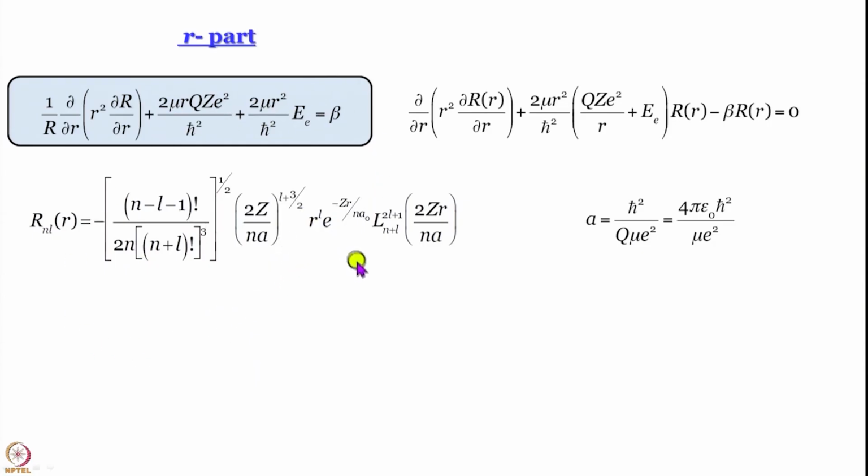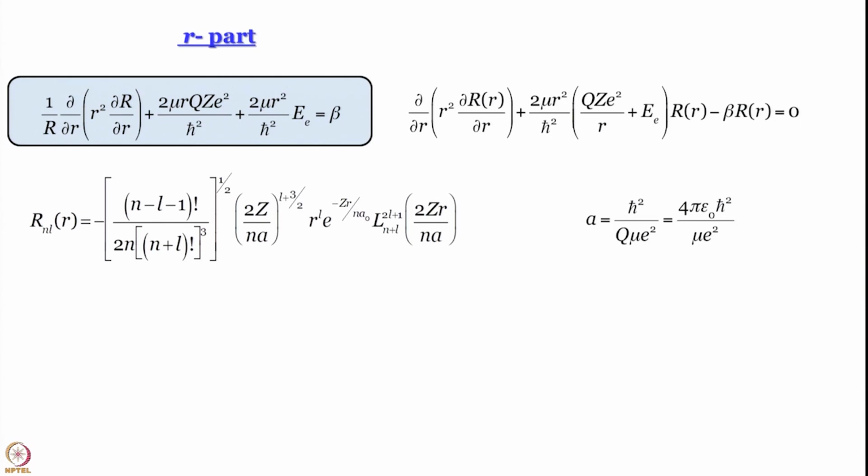Then the next part is important, you have r to the power L. So, r is the radius, that will be raised to the power L. So, if L equal to 0, that will just be 1, L equal to 1 it will be r, L equal to 2 it will be r square, and so on and so forth.